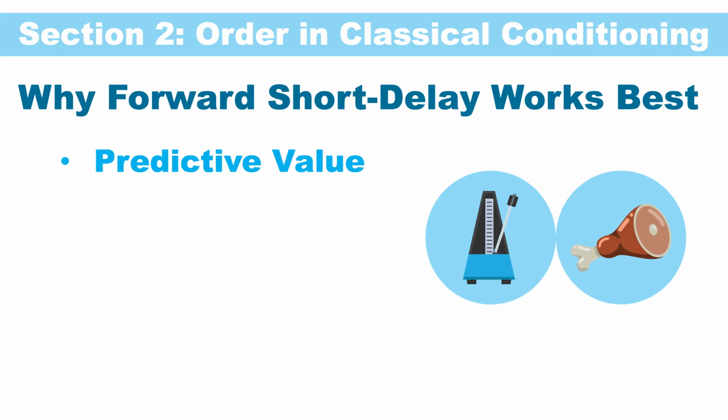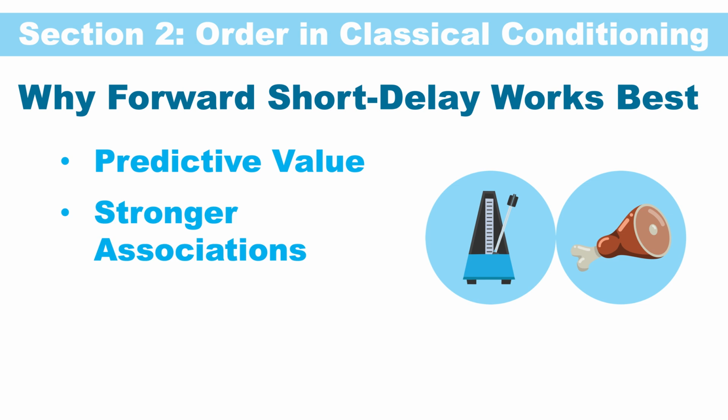So why exactly does short delay pairing stand out from the rest? One, it has high predictive value. The close timing makes it clear that the NS predicts the UCS. It leads to stronger associations. The brain can form a stronger connection when one signal reliably predicts another, and it's also easier to learn. The consistent sequence makes it easier for an organism to recognize the relationship between stimuli.